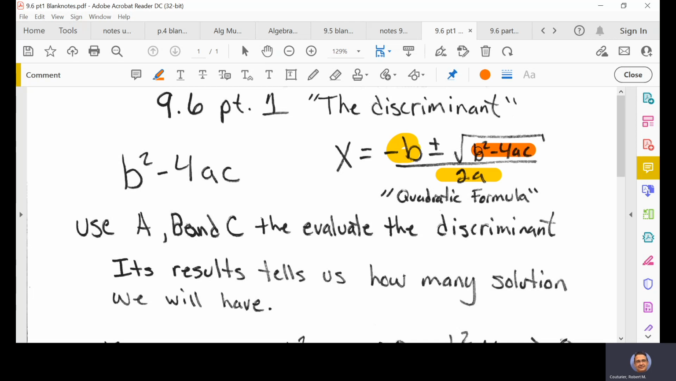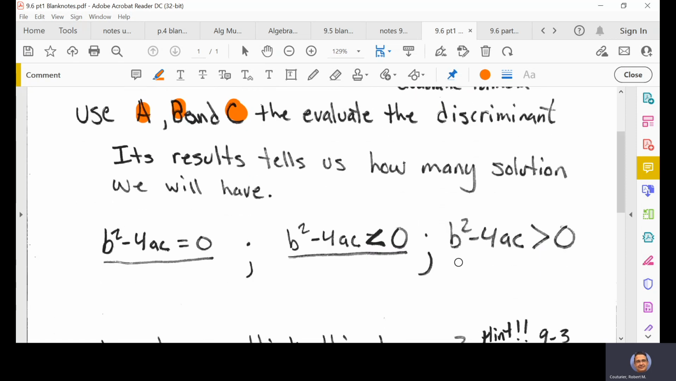So anytime you get one of these problems that says, which of the following equations have real solutions? Well, you would use the discriminant b squared minus 4ac to help you figure that out. So remember, as always, we always have to find A, B, and C. That is our first thing. And we want to evaluate the discriminant to see what our results are. We're looking for a couple of things.